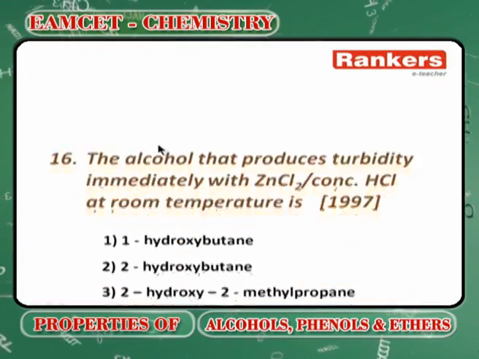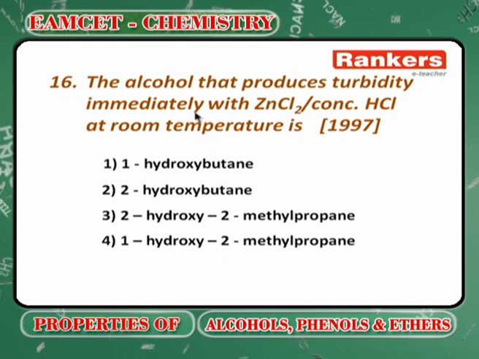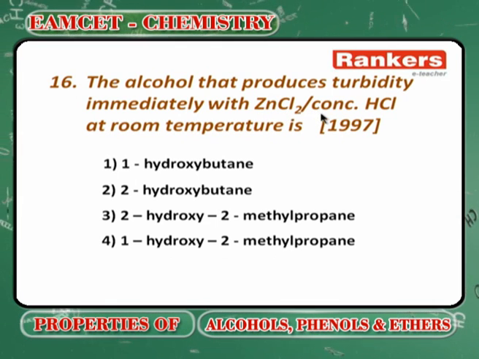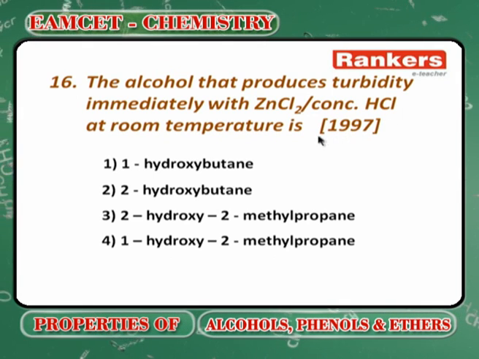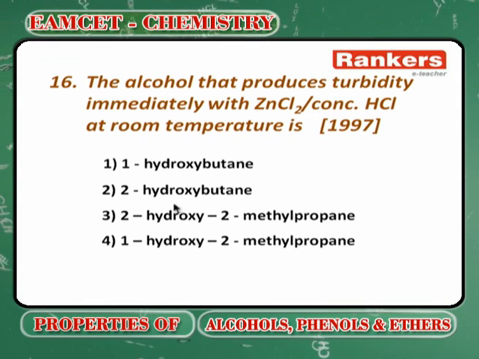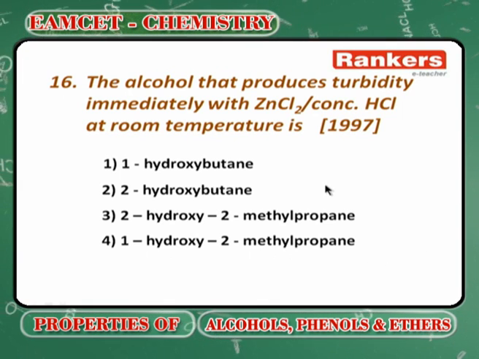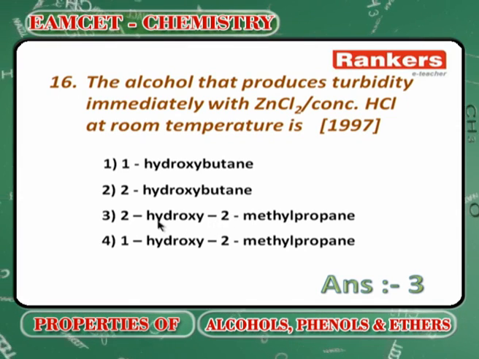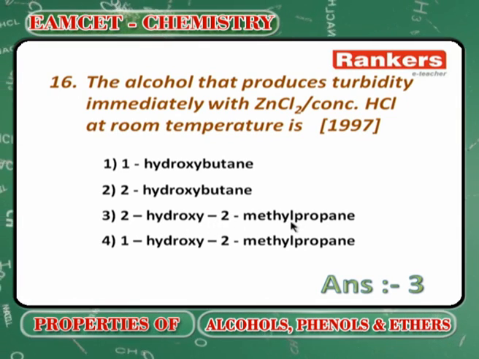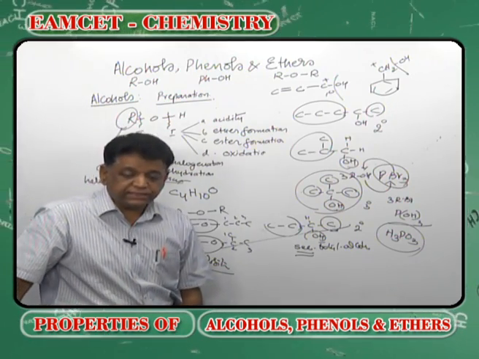Next, the alcohol that produces turbidity immediately with Lucas reagent, concentrated HCl and zinc chloride at room temperature, is a tertiary alcohol. You search for the tertiary alcohol, that is nothing but 2-hydroxy 2-methyl propane, a propane containing 2-methyl and 2-hydroxy. This is a 3 degree one. As I said, with Lucas reagent, tertiary alcohols give a fast reaction.